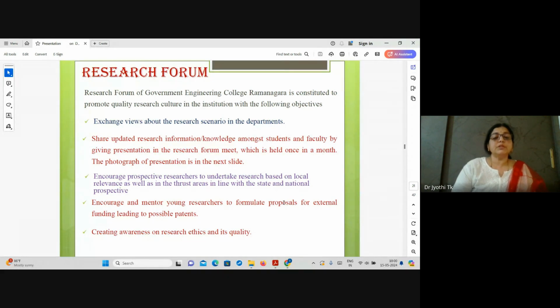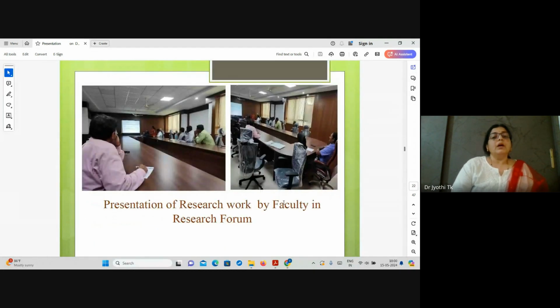Encourage prospective researchers to undertake research based on local relevance, as well as the thrust areas in line with the state and national perspective. Encourage and mentor young researchers to formulate proposals for external funding, leading to possible patents, creating awareness on research ethics and quality. So this is a presentation of research work by one of our faculties in a research forum, which is held once in a month.